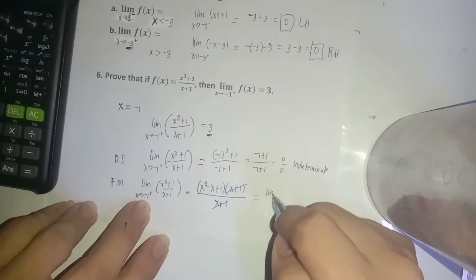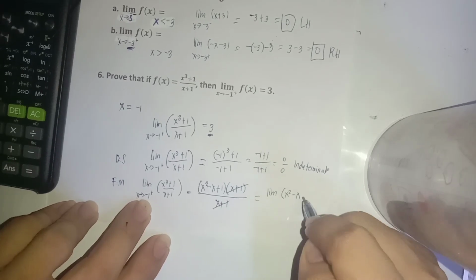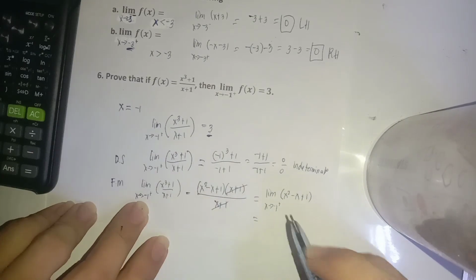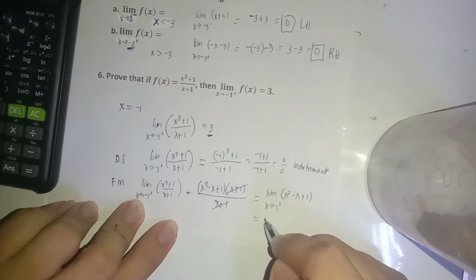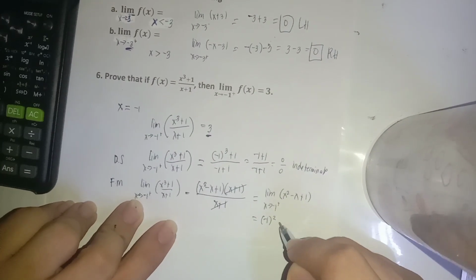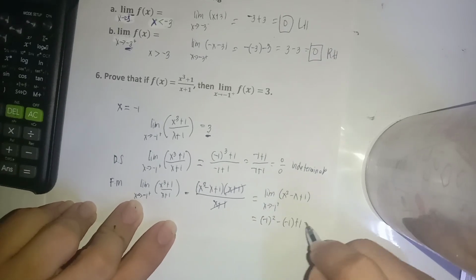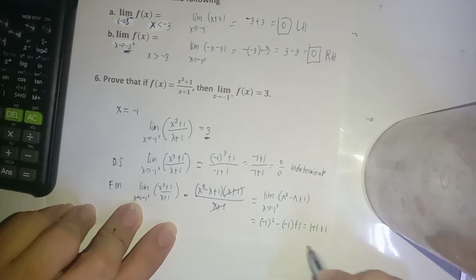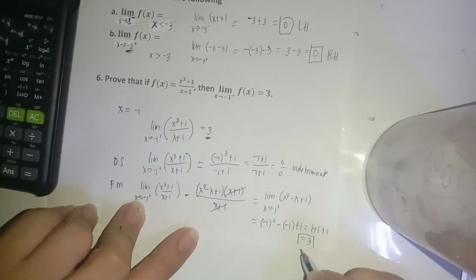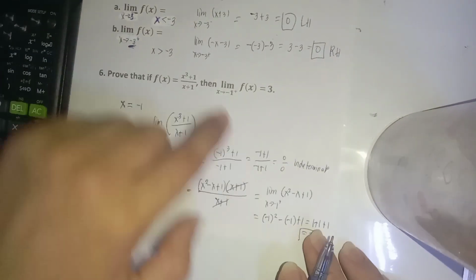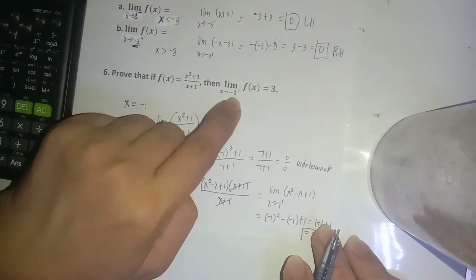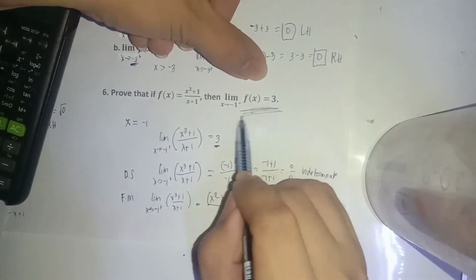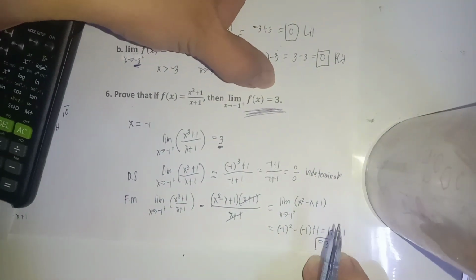So let's find the limit of x squared minus x plus 1 as x approaches negative 1 positive. Substitute lang tayo. So lahat ng x maging negative 1, we get negative 1 squared minus negative 1 plus 1. Simplify, we get 1. Negative and negative becomes positive, plus 1, and we get 3. That means the limit of your function as x approaches negative 1 positive is equal to 3, which, ito na po, na-prove natin na 3 talaga yung limit ng ating function.